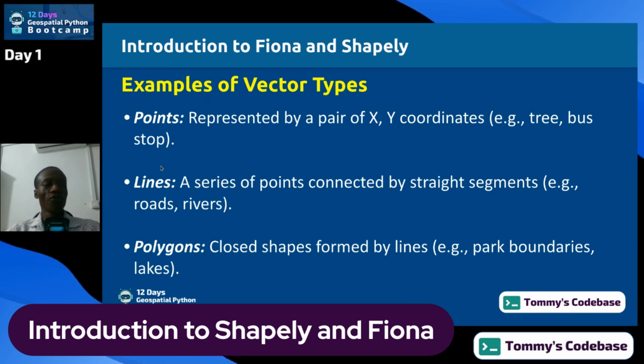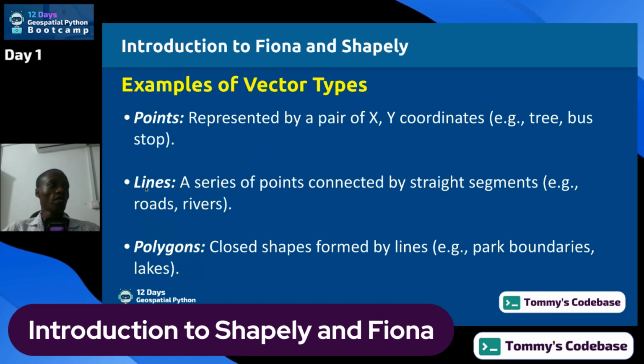As an example of points, you can think of a tree or a bus stop. If you want to just pick a point on the bus stop, you can use a vector point to represent that. For lines, you can think of roads, rivers, and anything that can be represented in the form of a network. And polygons are closed shapes formed by lines. So this is how it looks.